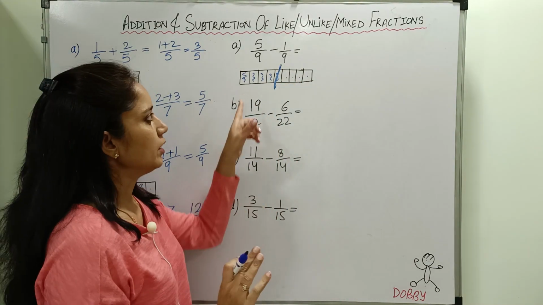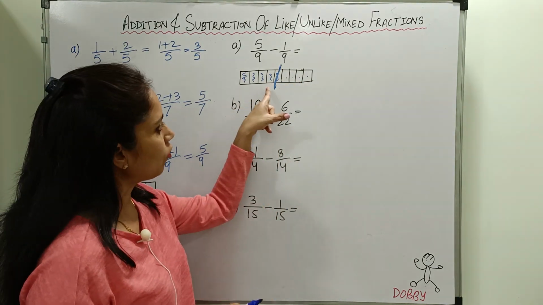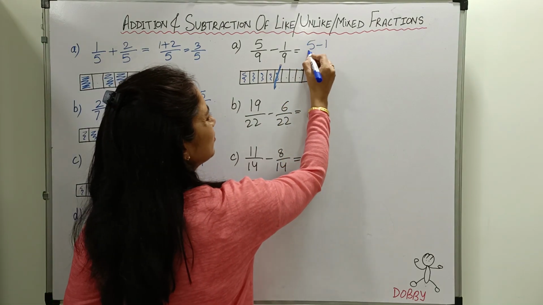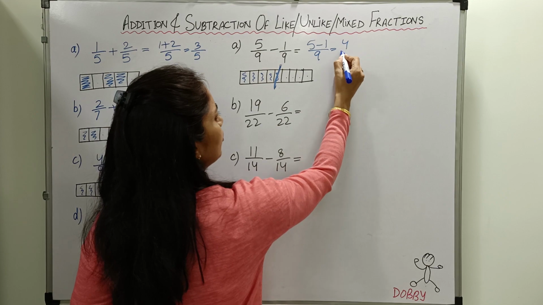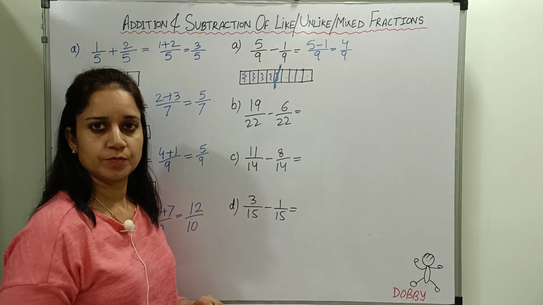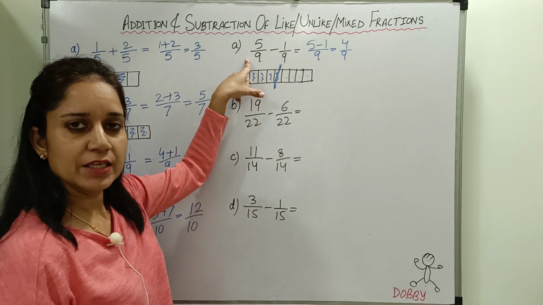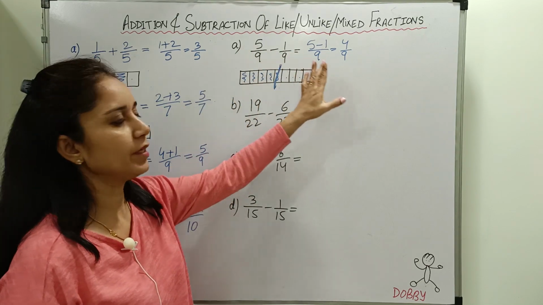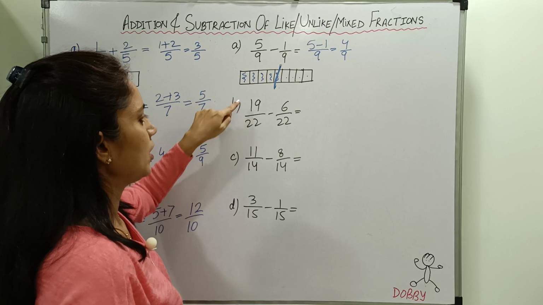कम कर दिया हमने. So how many parts are left? 4 parts shaded are left. So 5 minus 1 upon 9 gives us 4 out of 9. This is how while subtracting we are subtracting only numerators. Denominator remains the same.